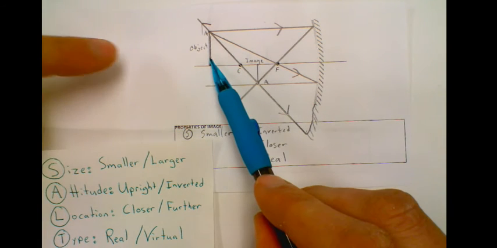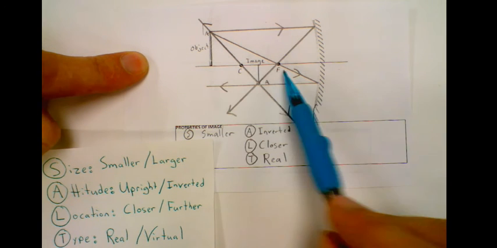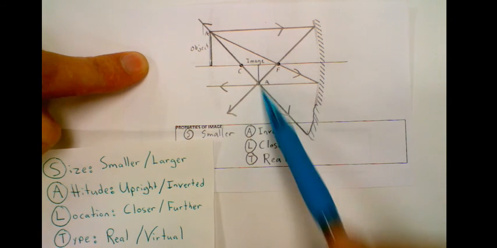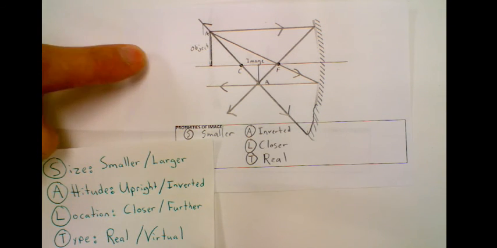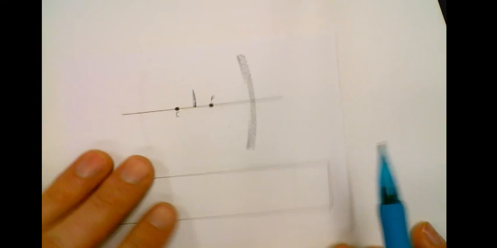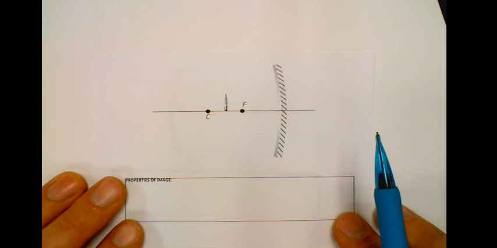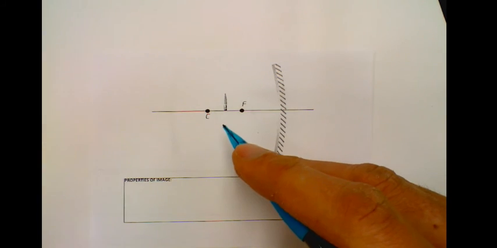So in this case, the object is kind of far away from the concave mirror, and the image is upside down, and it's smaller and closer to the mirror. So let's look at our next example. So for our next example, we're going to move that object up a little bit. So now it's between the center of curvature and the focal point. So let's start off the same way.